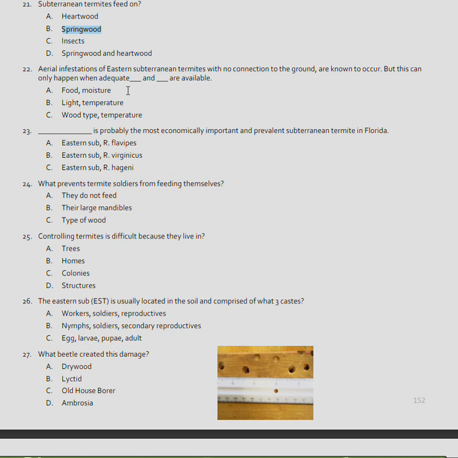Annual infestation of eastern subterranean termites with no connection to the ground are known to occur, but this can only happen when adequate blank and blank are available. Answer, food and moisture. Blank is probably the most economically important and prevalent subterranean termite in Florida. The answer is eastern subterranean, R. flavipes.